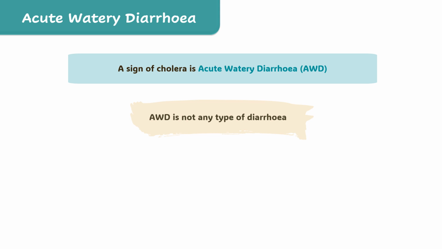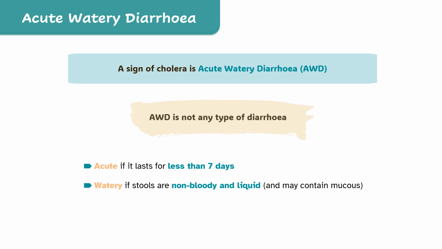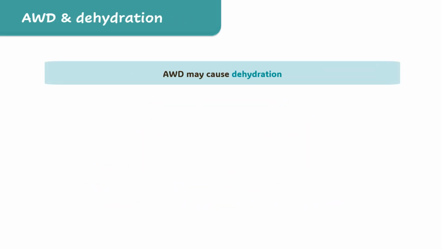AWD is not any type of diarrhea. It is acute if it lasts for less than 7 days. It is watery if stools are non-bloody and liquid and may contain mucus. It is diarrhea if there are 3 loose stools or more within a 24-hour period. Acute watery diarrhea can cause dehydration.